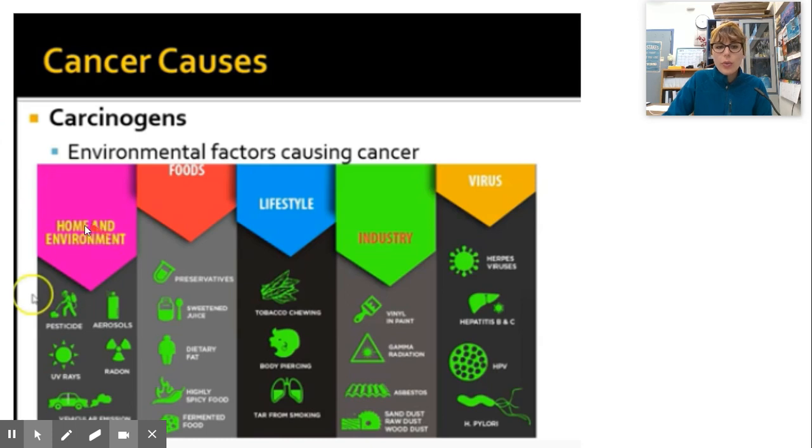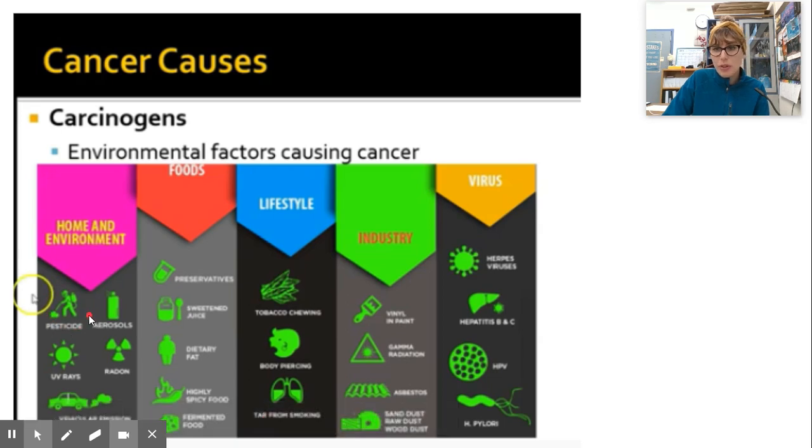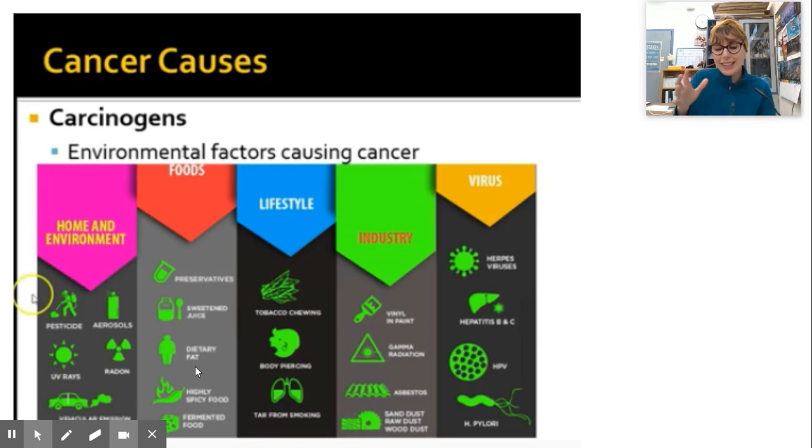So, in our home environment, we have things like UV rays from the sun that can cause skin cancer. We have aerosol cleaning sprays that can cause cancer. We have pesticides that we put on our food that are known to cause cancer. In our foods that we eat, there are different types of foods that are actually high risk for cancer. The biggest one being any kind of meat that is like lunch meat, hot dogs, any kind of processed meat. They are labeled as carcinogens, meaning they are things that can cause cancer, and they are known to cause cancer.